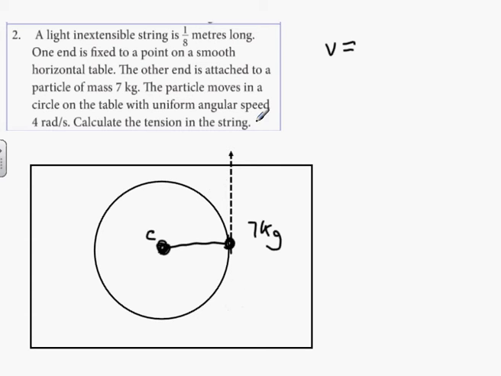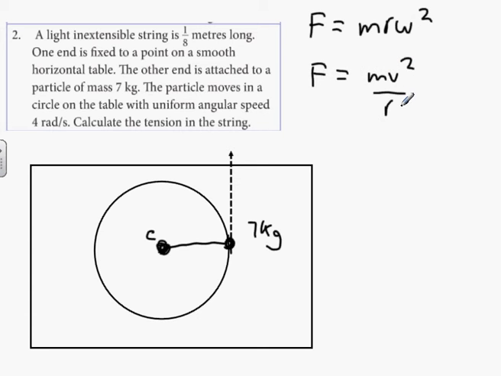Next thing, you have to identify which formula you're going to use. Is it F equals m r omega squared, or is it F equals m v squared over r? Which one is it? The keyword is, are you given angular speed or linear speed? 4 rad per second. What type of speed is that? Angular. So choose this one to do your question, not the other one.